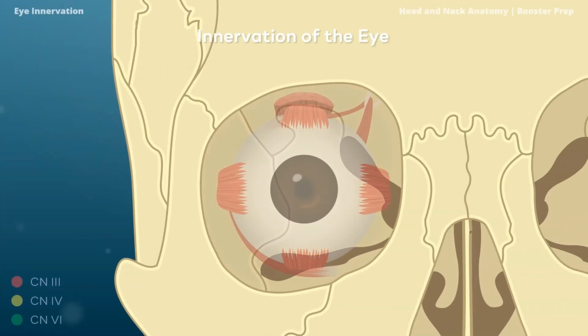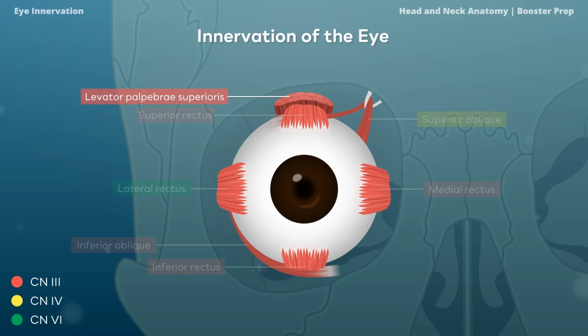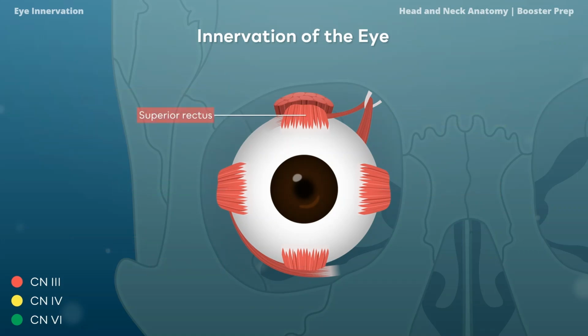Bones, where we're going to do a quick recap of the muscles. So we have the superior rectus, the inferior oblique, the medial rectus, the superior oblique, the lateral rectus, and the levator palpebrae superioris. Now let's go back to the superior rectus muscle, which is innervated by cranial nerve 3, the oculomotor nerve, which elevates and intorts the eye.